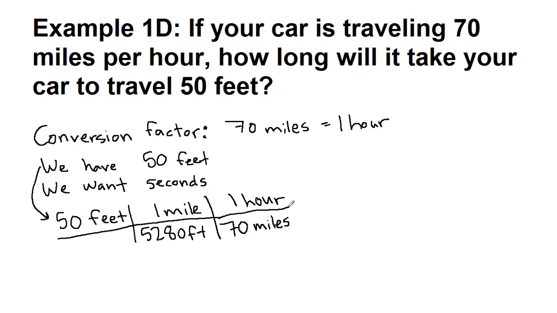And let's make sure we understand why we wrote it the way that we did and not flipped over. So if we change colors, feet cancels because it shows up once on the top and once on the bottom. Miles cancels because it shows up once on the top and once on the bottom. And now we have hours that we can turn into seconds. So 1 hour is equivalent to 60 minutes.